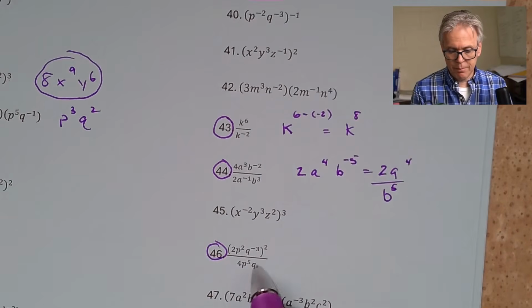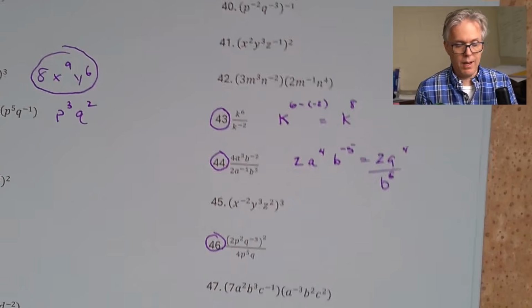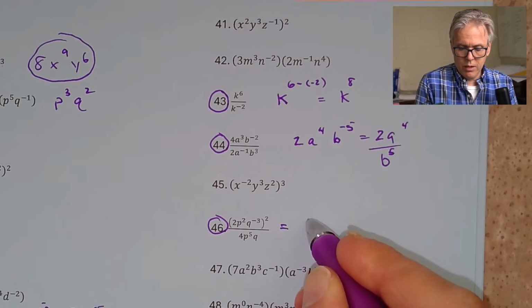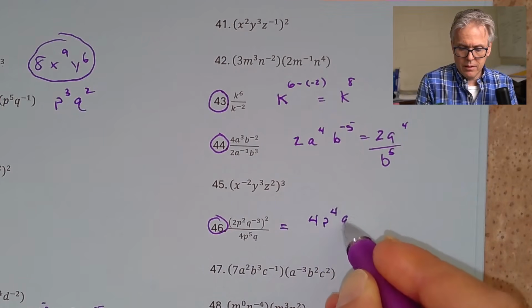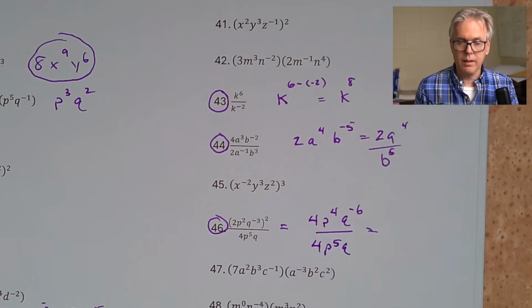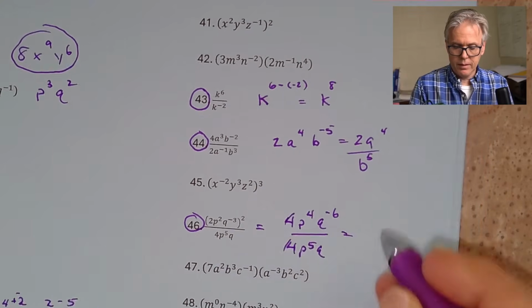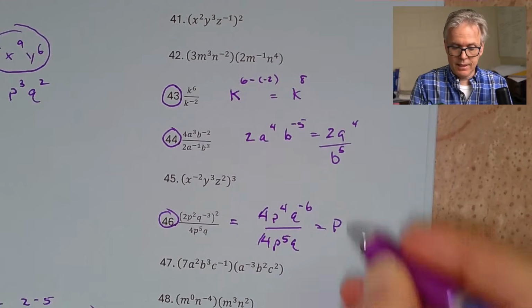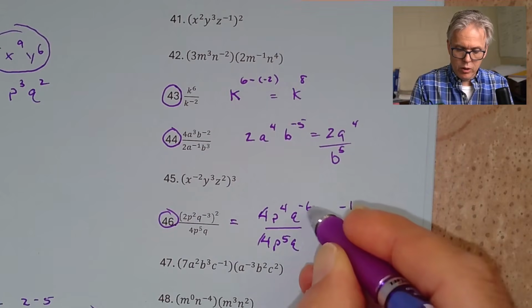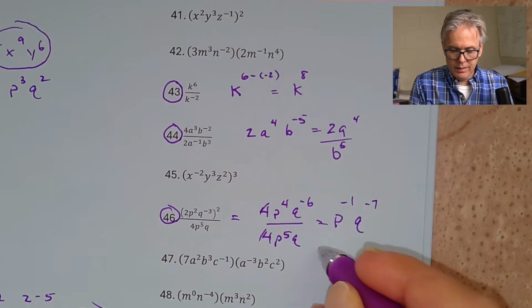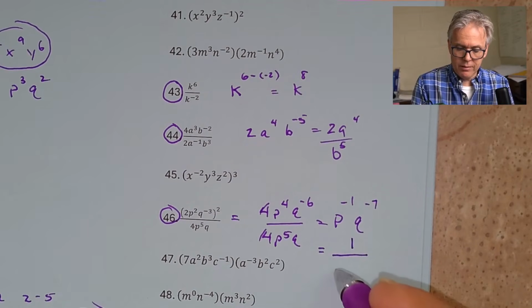And then last one here, it's kind of multi-step. We first need to do what? What's in the parentheses? Go ahead and exponentiate that. I'm going to have 2 squared is 4 p to the 4th q negative 6 all over 4 p to the 5th q. So what happens to those 4's? Those 4's cancel. I'm going to get p to the 4 minus 5 is negative 1. Q, and this is negative 6 minus 1 is negative 7. And then these are both negative, so they're both going to go downstairs. So p q to the 7th.